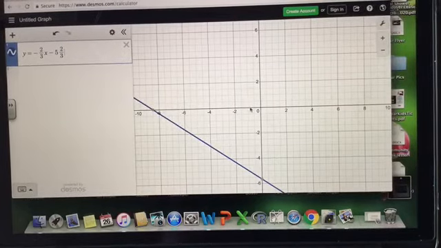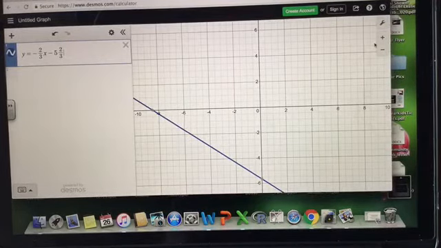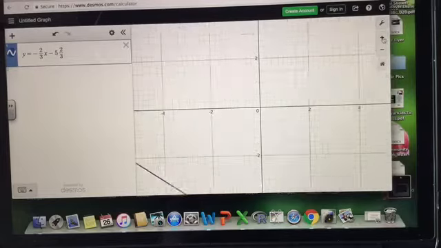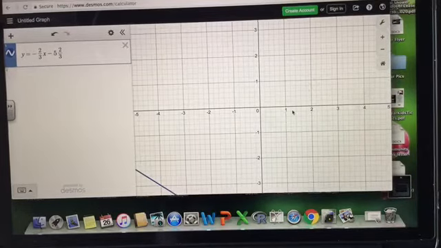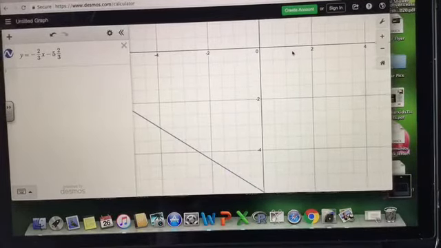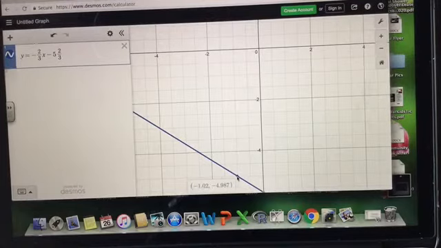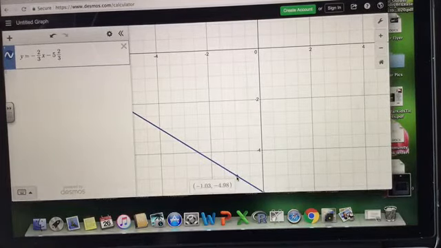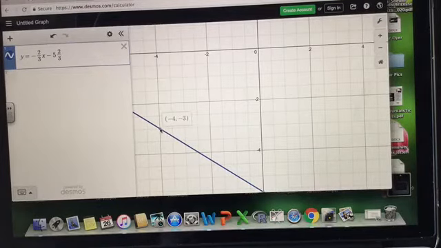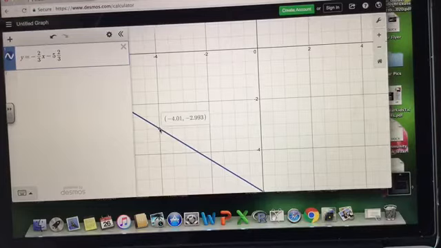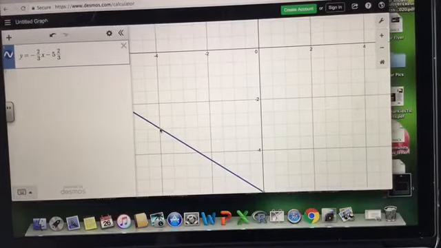So we want to check negative 1, negative 5. And let's see, there's our negative 1. I just zoomed in so I could see it a little bit better. Okay, so negative 1, negative 5 right there. So that checks that point. And then our second point was negative 4, negative 3. Boom, right there. So we did a great job with our equation of our line, just confirms it for us.